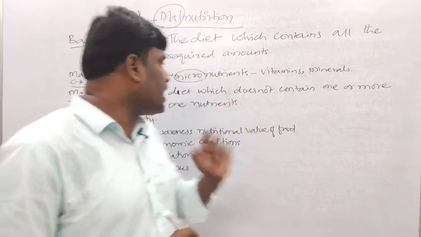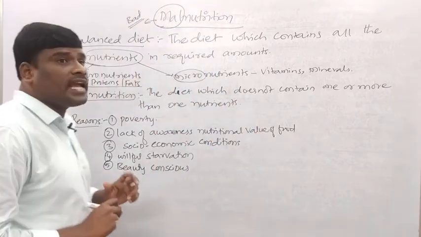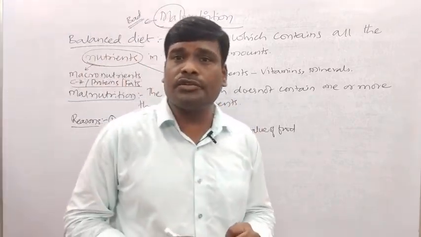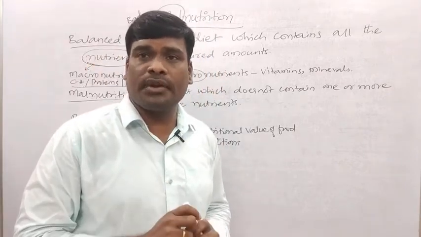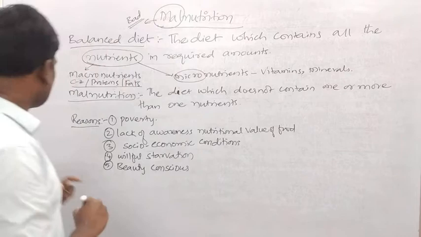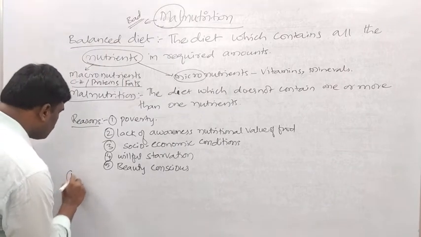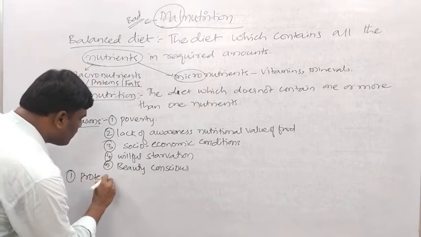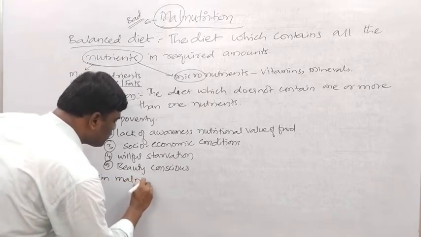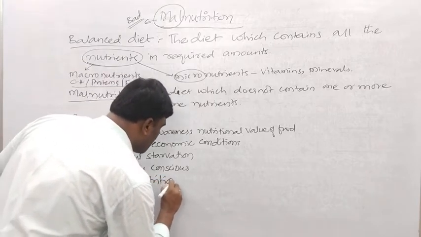Got it? And now let us see how many types of malnutrition there are. Mainly there are 3 types of malnutrition, children. Let us discuss those things. The first one is what? Protein malnutrition. It's protein malnutrition.